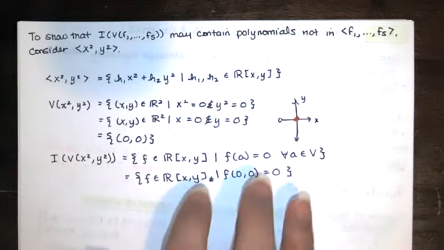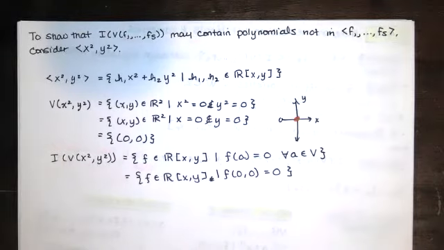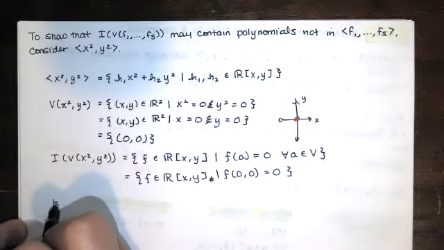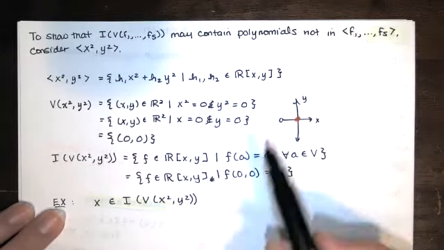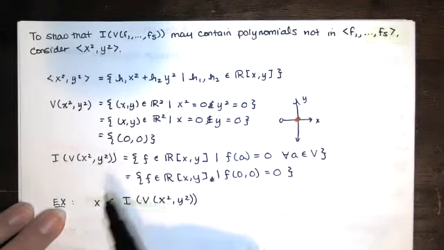The question is, are there any polynomial functions that are equal to 0 at the origin, that are equal to 0 right here, that don't belong to this set? Well, I think yes. Here's an example. x has to be a member of this ideal, because obviously x is equal to 0 when x and y are both 0.